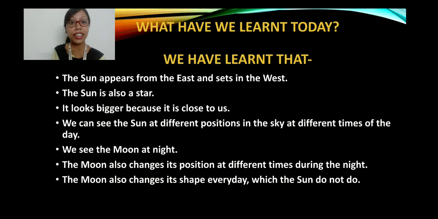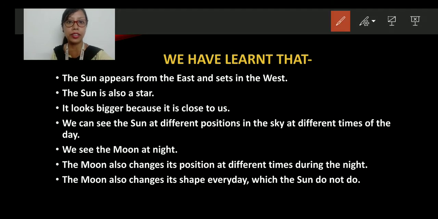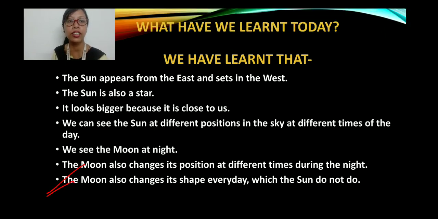And then we see the moon at night, and the moon also changes its position at different times during the night. So the sun changes its position during the day and the moon changes its position during the night. But the moon changes its shape every day. This is a very important point. The moon changes its shape every day, which the sun does not do. That means only the moon changes its shape every day.